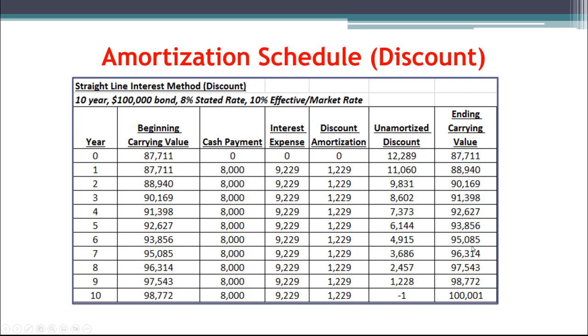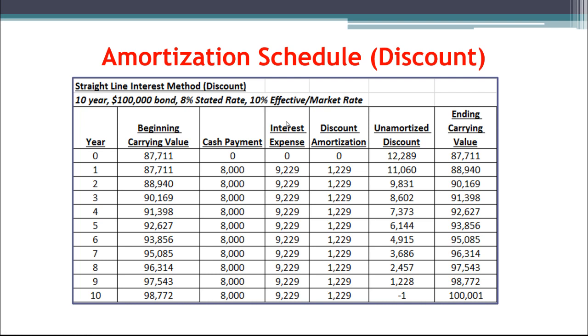That was just a rounding issue. Normally you would zero that out in that last year. We just went a little bit too far. It's just a rounding variance. But notice here also that the discount itself, it has whatever the balance is, and we're trying to work it down to 0, or in this case it went to -1.